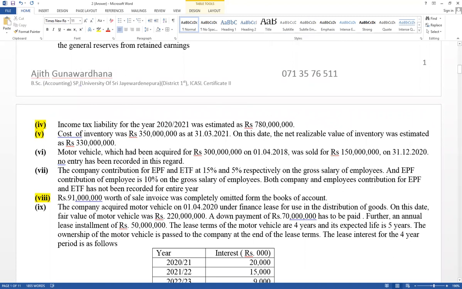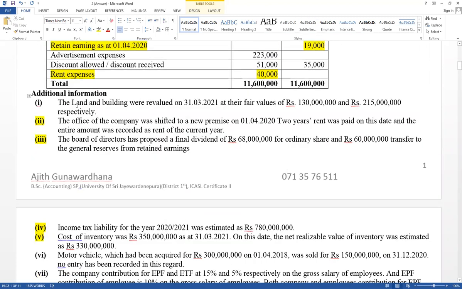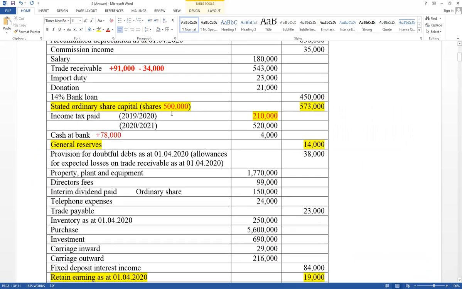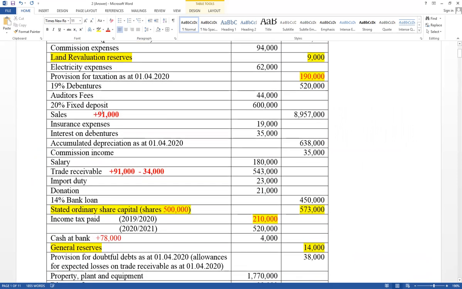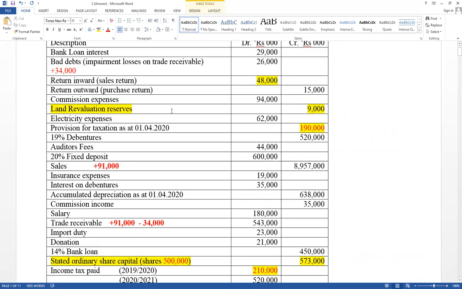Re-evaluation adjustment, it has given additional information 1. Second time re-evaluation also available. In the trial balance, it has given land re-evaluation reserves also. This one is very important. Second time re-evaluation. There was a previous year re-evaluation surplus of land 9,000. When we are going to record this year's profit and loss, you have to consider the previous year value also.